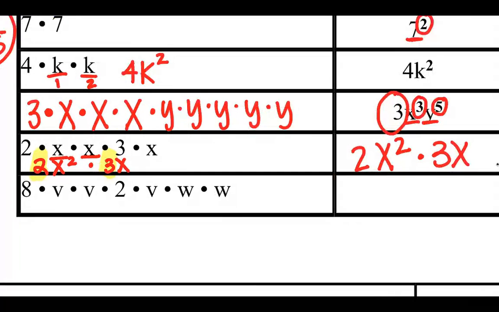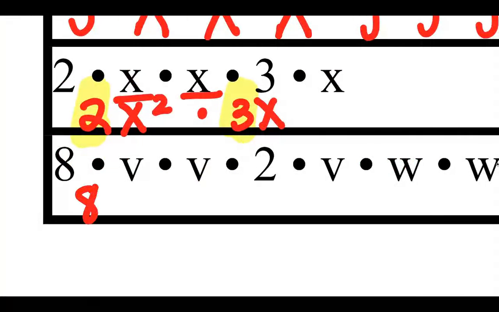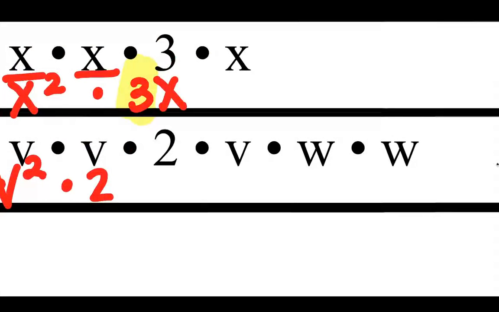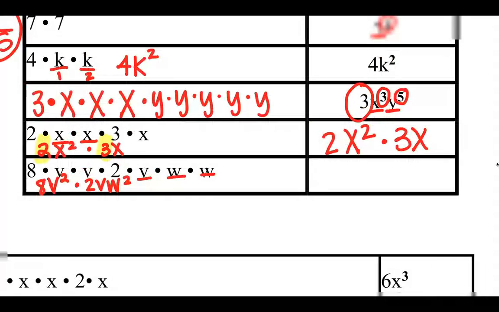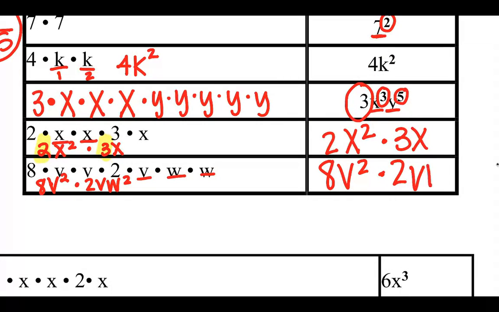I've got 8 out in front, just 1 8, times I've got the v's, but I've got 2 of them, so it's v squared, times 2 out in front. I only have 1 v over here, so it's v to the first power. Again, I don't have to put the 1 because it's just to the first power. And then times the w, but I've got 2 w's, so it's to the second power. So this one should be 8v squared times 2vw squared. And again, these can be simplified even further. We're going to talk about that down below.